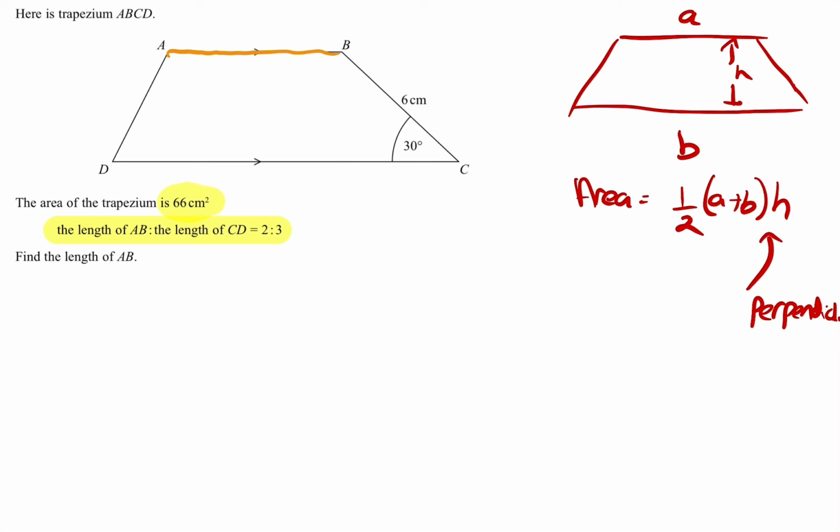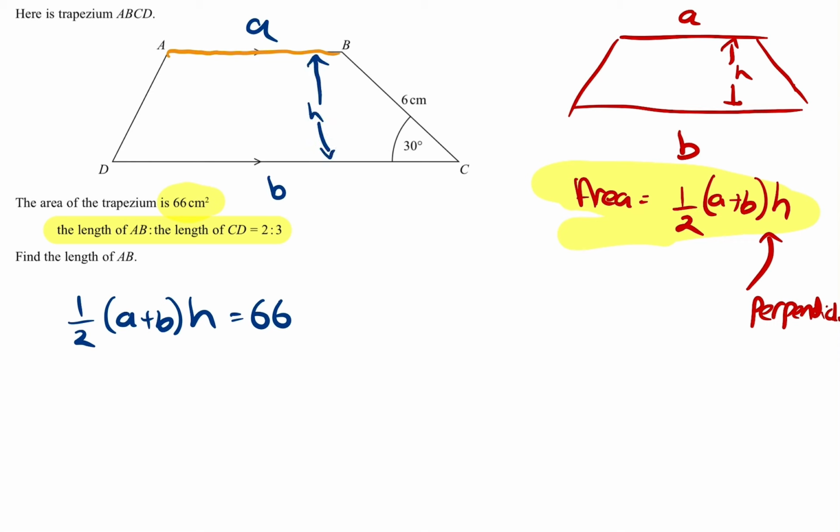So the first thing I'm going to do is take this equation and set it equal to 66, because that's what we've been told in the question. So I'm going to say 1/2 lots of (A plus B) times h is equal to 66 centimetres squared, where AB is A, DC is B, and obviously we've got this height. Now, we don't know A, we don't know B, and we don't know h. So what else have we been told in the question?